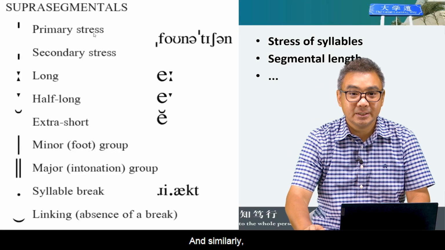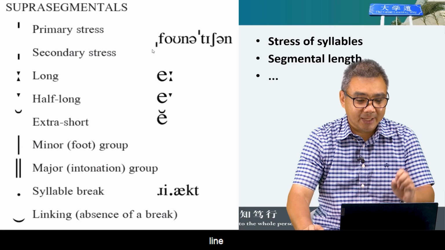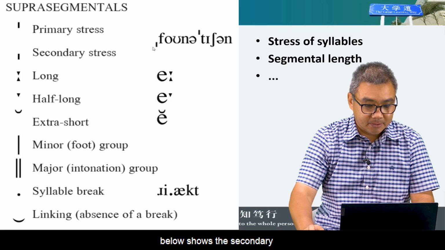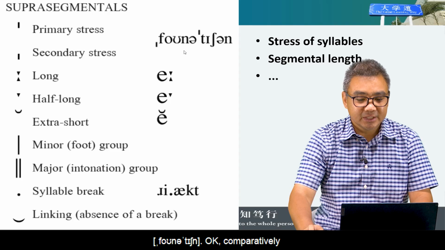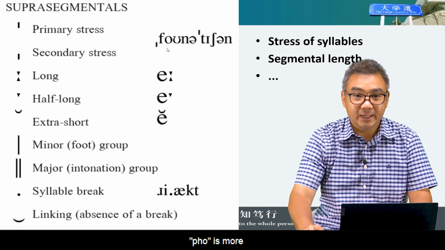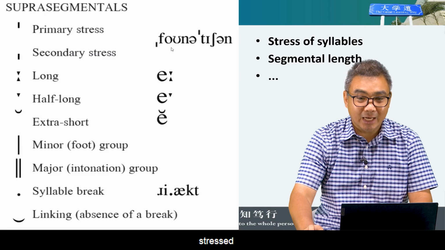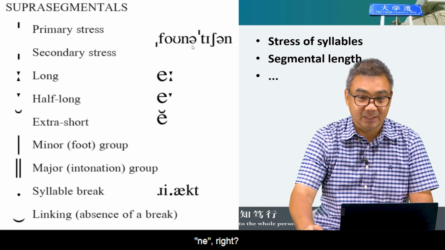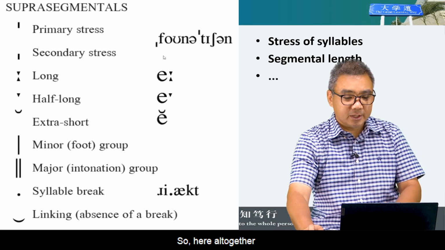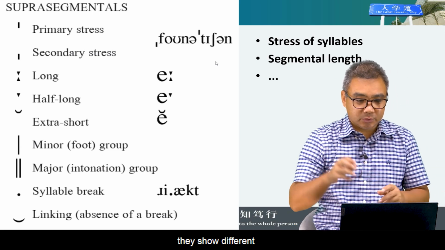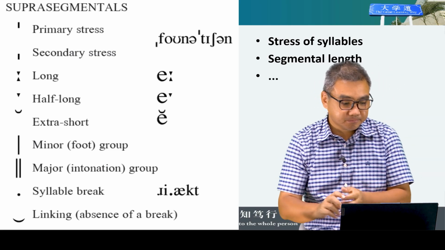And similarly, this short line below shows the secondary stress, phonetication. Okay, comparatively, pho is more stressed than n, right? Even it is not as stressed as the t here. So altogether they show different levels of stress.